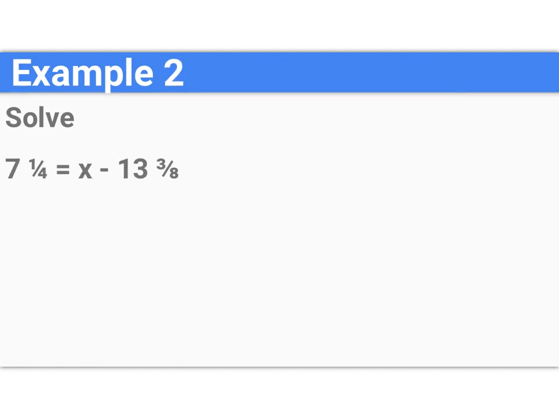Okay, this is supposed to be 7 1/4 equals x minus 13 3/8. Okay, so what you're going to do is convert these to improper fractions. 7 times 4 is 28, plus 1 is 29/4, plus x minus 13 times 8. 8 times 4 is 24.